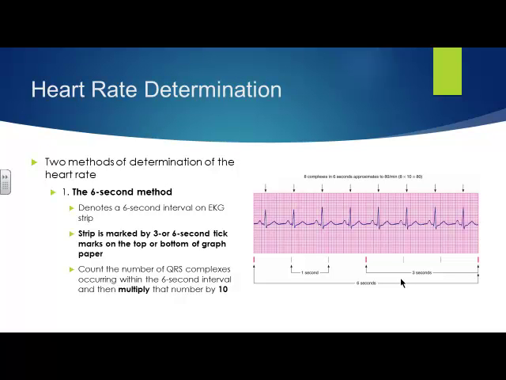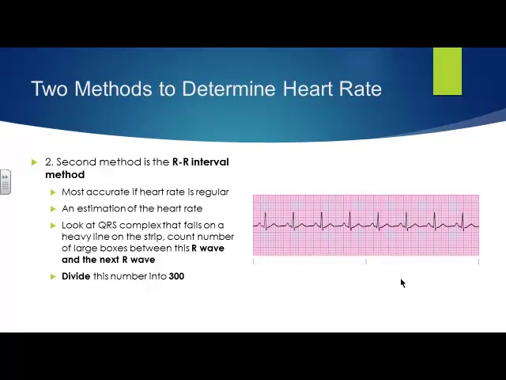Remember with your heart rate determination, you've got a couple of methods. The 6-second method is the easiest method. It is usually recommended on arrhythmias when they're not regular. That way we can just get a quick reference. With regular rhythms, you can get a more accurate heart rate if you do the R to R. And so how do you do that? You find an R wave and you count the big boxes in between them, then you divide them into what? 300.